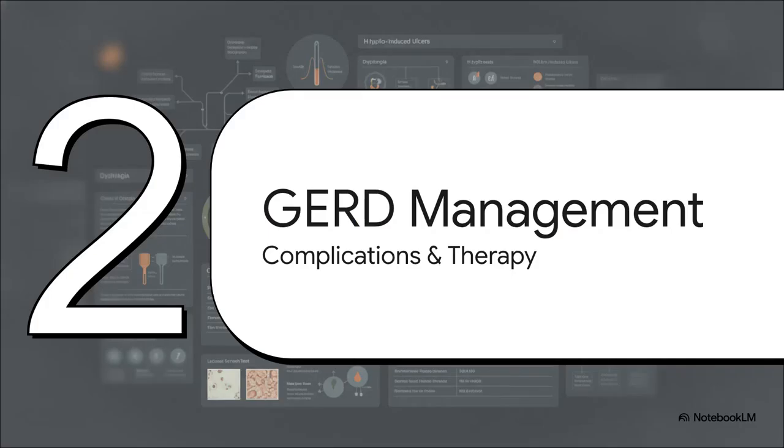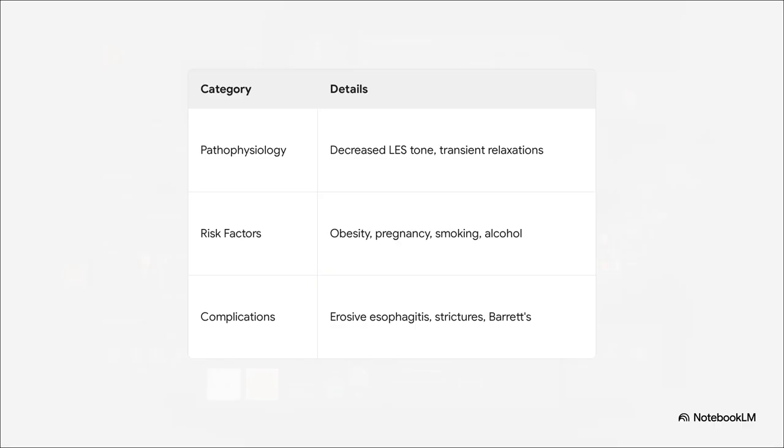Moving on to Section 2, GERD complications and management. The crucial point here is understanding the underlying mechanics. GERD is driven by decreased lower esophageal sphincter tone, frequent transient relaxations, or an anatomic hiatal hernia. Risk factors like obesity, pregnancy, smoking, and alcohol directly exacerbate this.